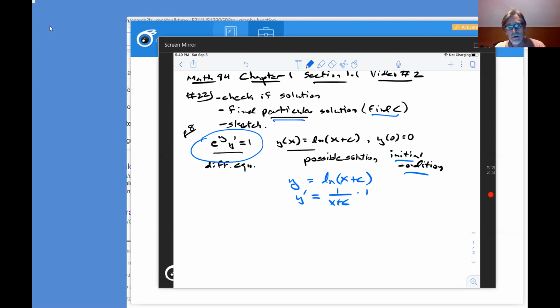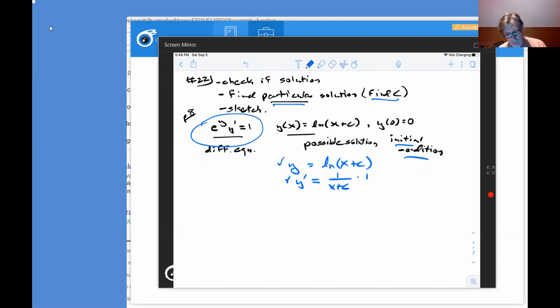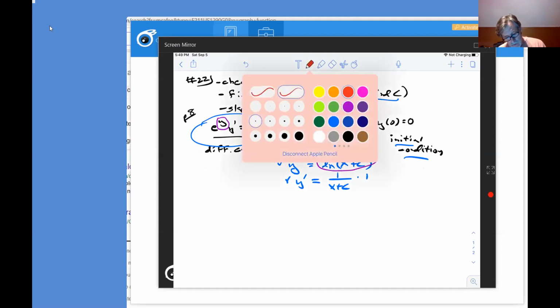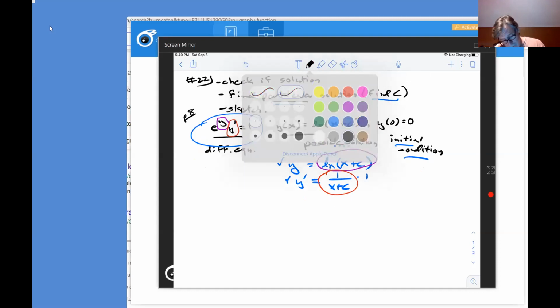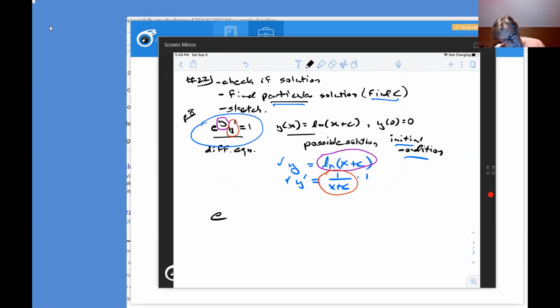Okay, so what happens here is this is y and this is y prime, and we plug them into this differential equation. So here, it's weird where they go. Look where they go. The y is plugged in for y right there, and the derivative of y is going to go right there. Okay, it's pretty exciting stuff. So we'll plug in e to the power of y, which is natural log of x plus c, times the derivative of y, which is 1 over x plus c. And the question is, is that equal to 1?